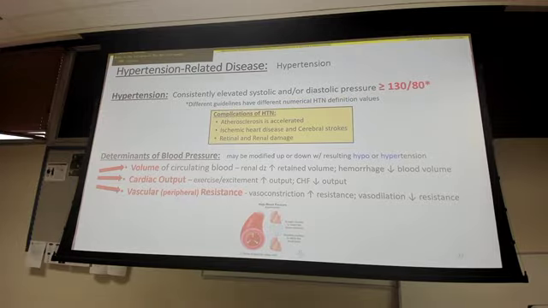Now what determines our blood pressure? There are three things. The volume of our blood, right? If we're holding on to more water, if we have kidney problems and we're holding on to more sodium, we're going to hold on to more fluid, and that's going to increase our blood pressure. Or if we lose fluids, if we're dehydrated, vomiting, or bleeding out, it's going to drop our blood pressure.